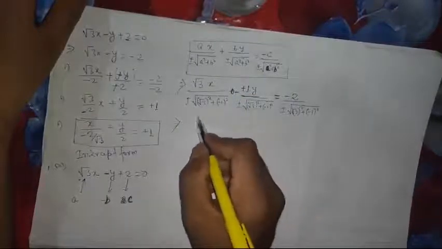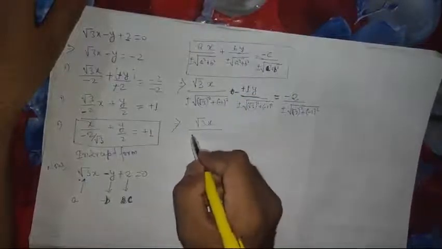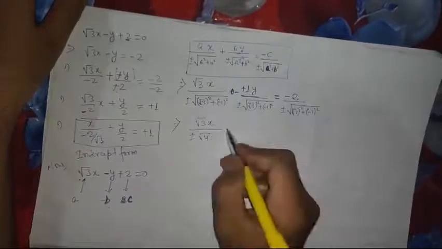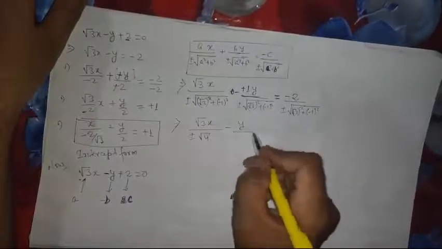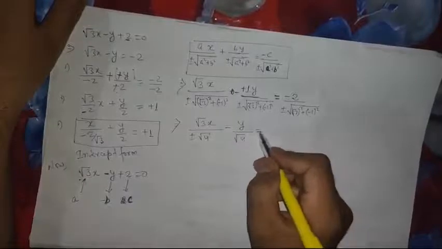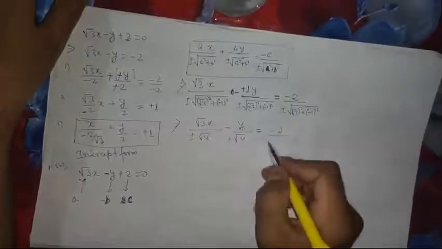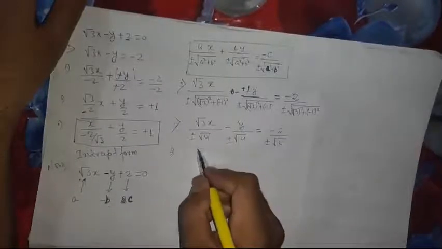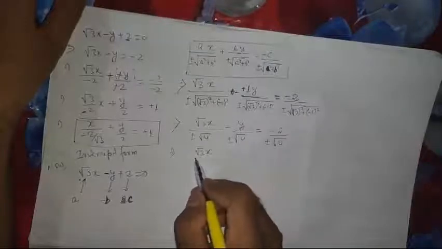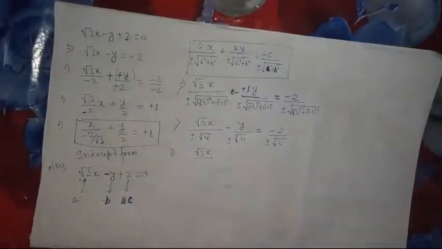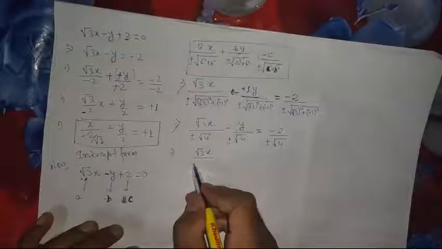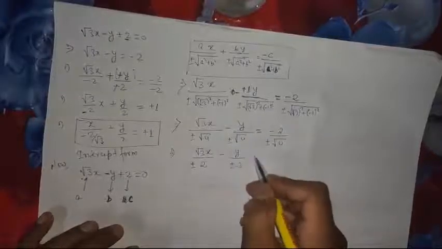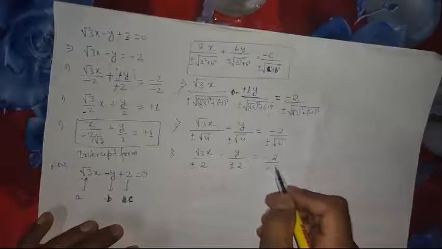So what we get here: root 3 x divided by plus minus root of 3 plus 1, which is 4, so root 4, and minus 1 means y only, divided by root 4, equal to minus 2 divided by plus minus root 4. Is it clear or not? So automatically we'll get root 3 x by plus minus 2, minus y by plus minus 2, is equal to minus 2 by plus minus 2.